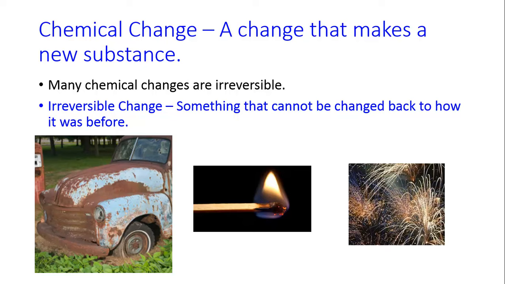Chemical change, a change that makes a new substance. Many chemical changes are irreversible. They cannot be changed back. Irreversible changes are something that cannot be changed back to how it was before.